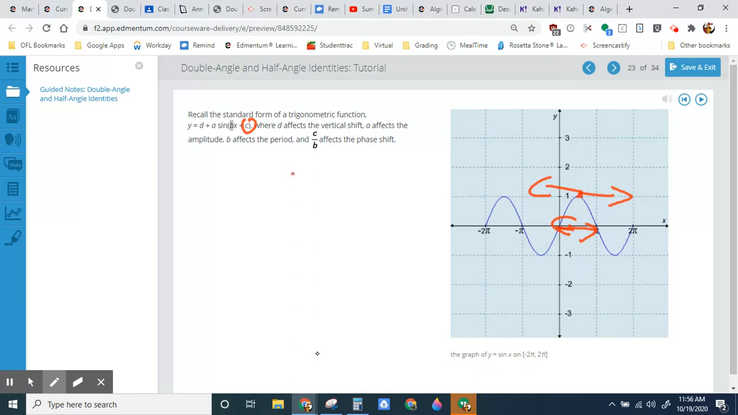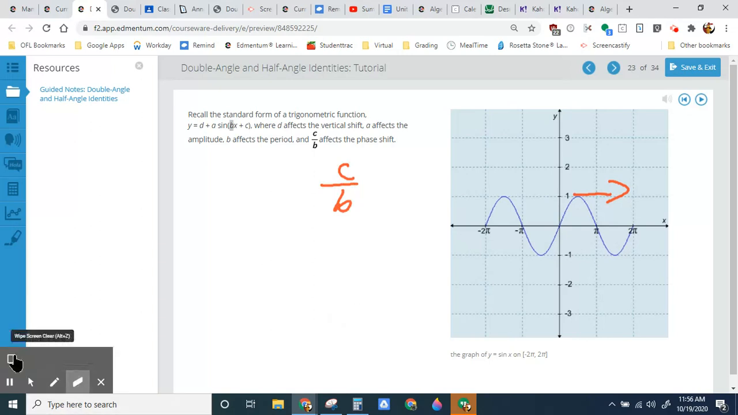That's why we have to do the C divided by B, because we are moving whatever the C tells us to move. But the reason we're doing the B is because we also have to multiply that C by B. So to figure out exactly how much we're moving, we have to take that C and divide it by B. That's why phase shift is a little different. This is always the trickiest part of trig, remembering that phase shift isn't just C. Normally it is, but if you have a B, that affects it.